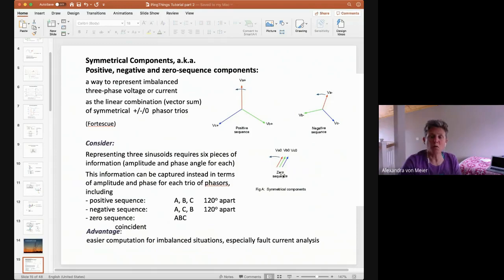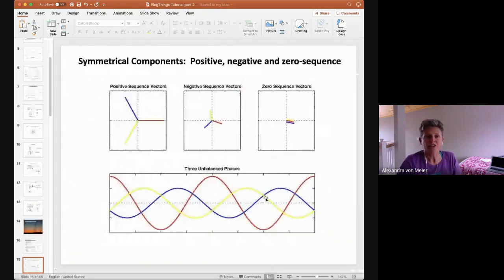So if you want to represent an actual unbalanced system, you can represent that mathematically as a recipe that consists hopefully of the main ingredient being positive sequence, and then a little bit of negative sequence and a little bit of zero sequence added to the recipe to distort things, right? It's like the bread is mostly flour, but it's a little bit of salt and a little bit of yeast or something like that.